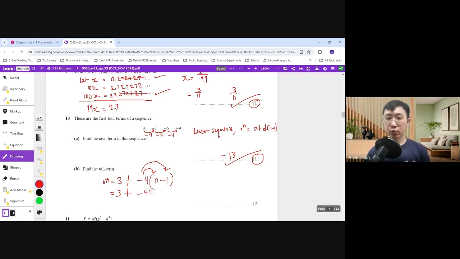And in the end, you will get +4. Positive times negative is actually a minus. So you will get -4n and you will get +7. So -4n plus 7. You must check it 3 times, compulsory.